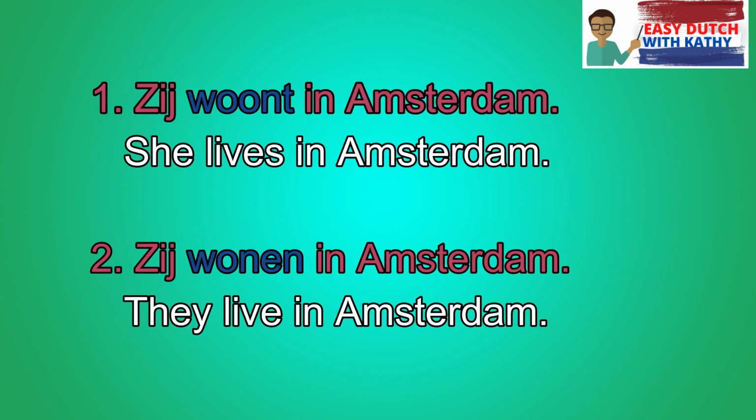Now just have a look at the 2 following examples. 1. Zij woont in Amsterdam. She lives in Amsterdam. 2. Zij wonen in Amsterdam. They live in Amsterdam. You could see that the verbs in the 2 sentences are different. That's why we could define whether the subject of the sentence is she or they. But how come that zij woont and zij wonen?